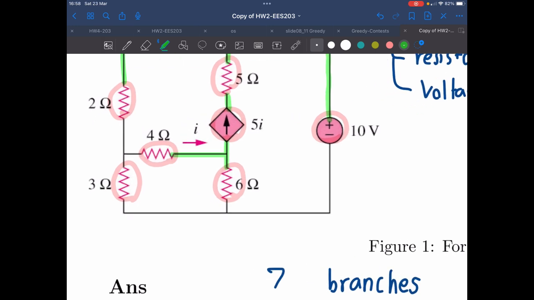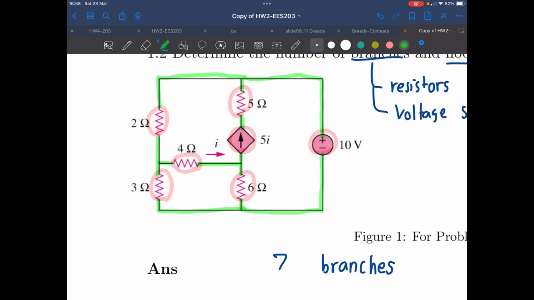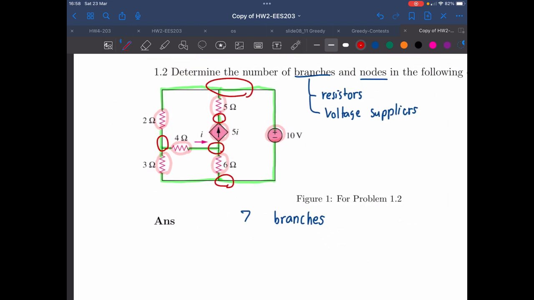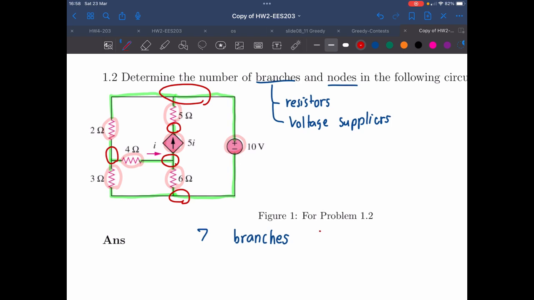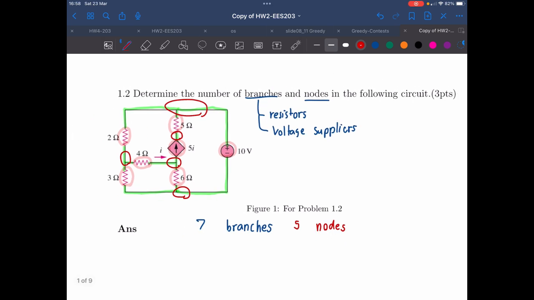I'm going to keep highlighting the other parts as well. As you can see, there are a total of 1 node, 2, 3, 4, and 5. So in the end, we have 5 nodes in total in the following circuit. And that's the answer to this question.